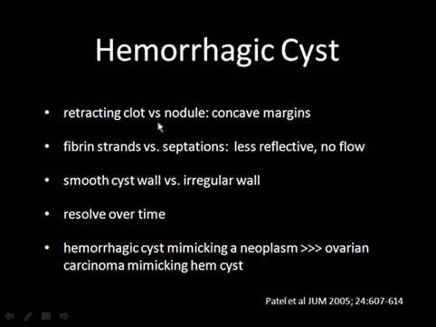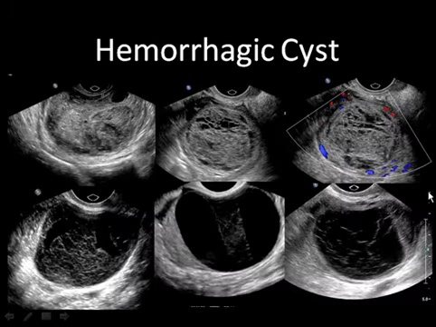A retracting clot may present as a mural nodule. However, retracting clots tend to have concave margins. Fibrin strands may also appear to represent septations in malignancies. However, fibrin strands are thinner, less reflective, and with no flow on Doppler. Hemorrhagic cyst walls tend to be smooth, whereas in malignancies, the wall can be irregular. Hemorrhagic cysts will resolve over time, and it's much more common for a hemorrhagic cyst to mimic a neoplasm rather than the opposite.